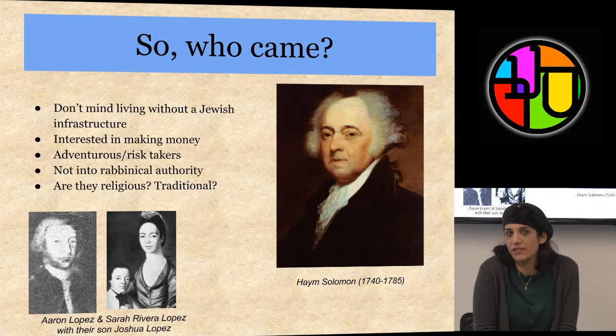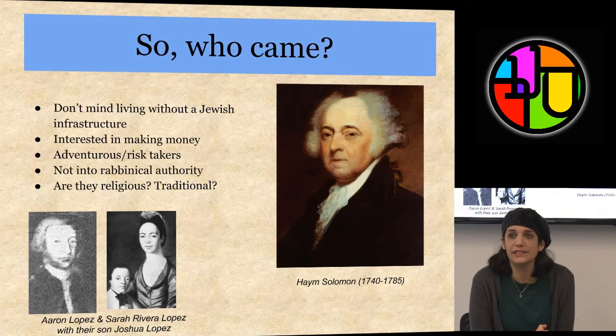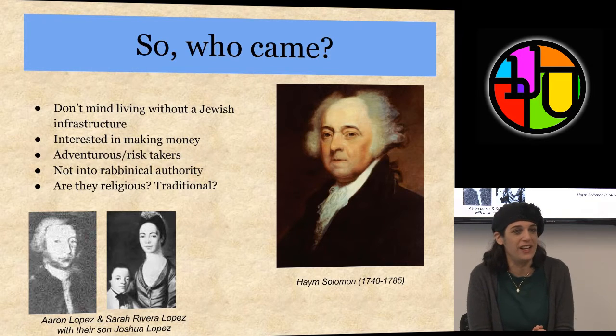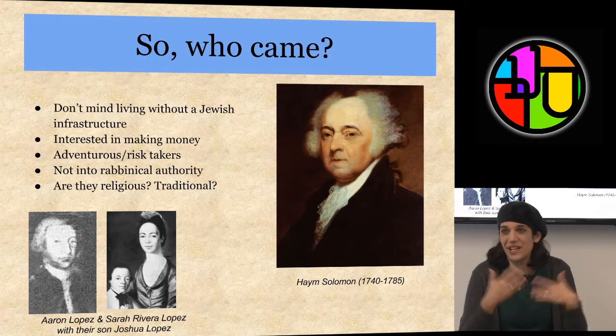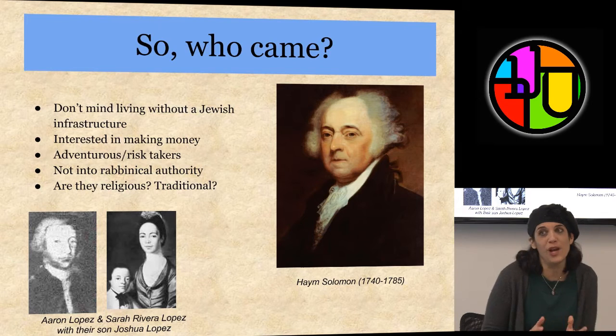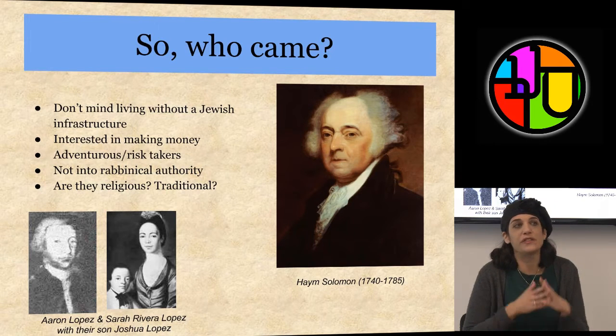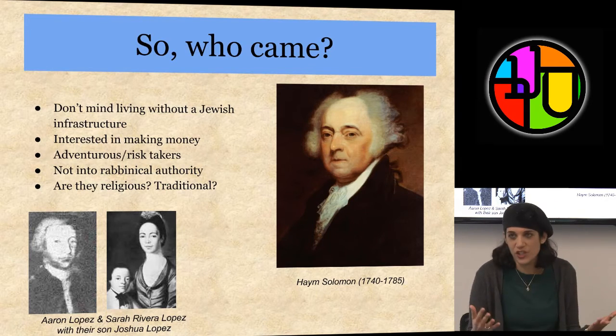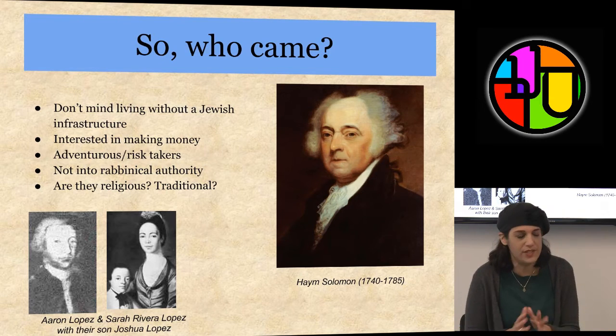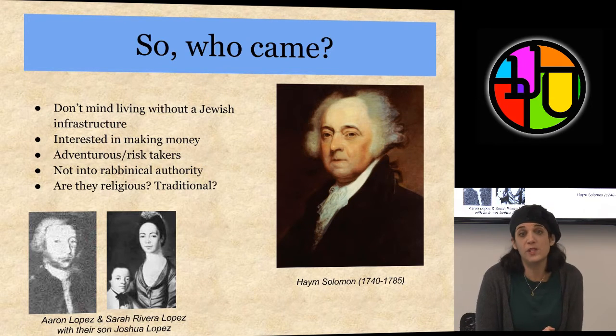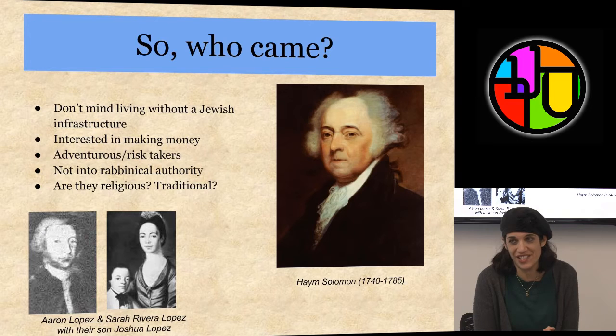Why are they here? Well, they're interested in making money. This is a place where you don't have to be in the guild. This is a place where you can sell hogsheads of tobacco and make a ton of money. There is so much opportunity here. It's such a fresh, wide open land with no restrictions and no baggage from the old world, and so that's why they come. So these people are adventurous, and they are risk takers. That's not going to bode well for the poor rabbis when they finally come to this country, because these people are not rule followers.